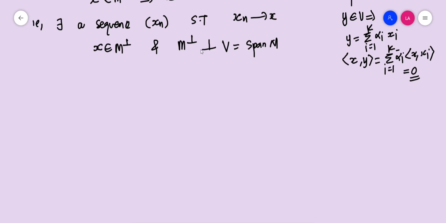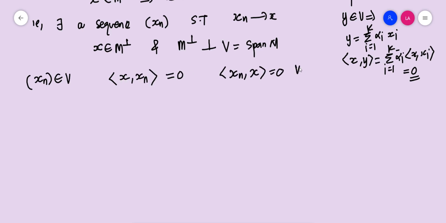Now, since this is true, Xn is a sequence in V, and M perpendicular is perpendicular to V, we have the inner product of Xn and x should be equal to 0. For convenience, I take the inner product <Xn, x> equal to 0 for all n.